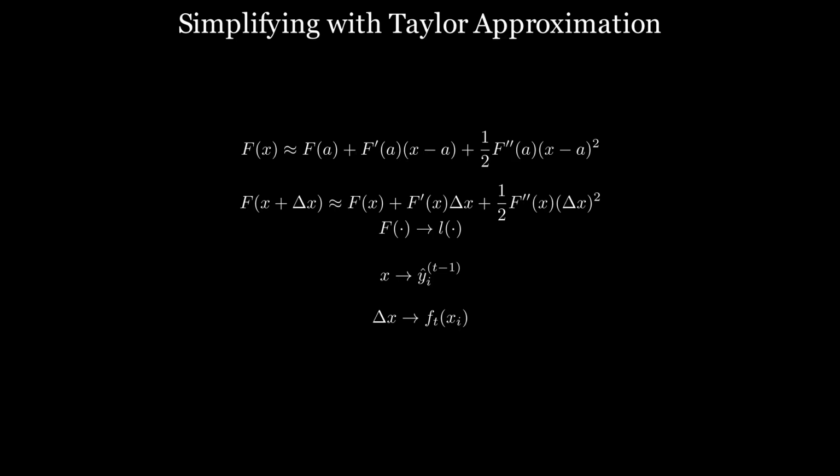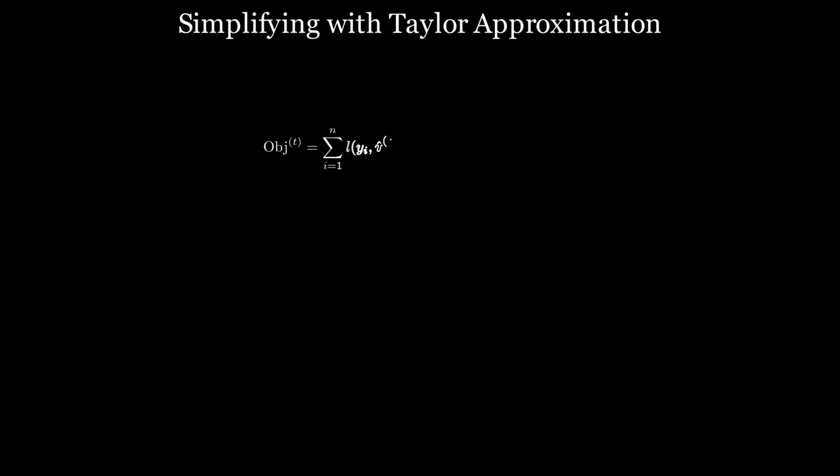Now, let's map this to our objective function. Our function f is the loss L. Our point x is the prediction from the previous step, y hat at t-1. The small change delta x is our new tree's prediction, ft. Applying this approximation to our loss function for each data point i gives us this expression.